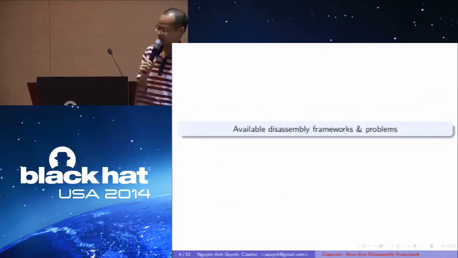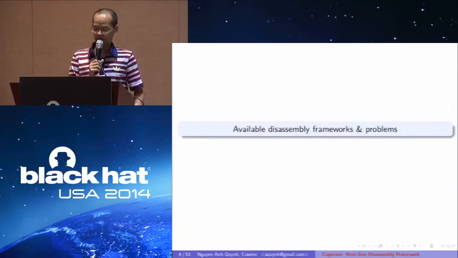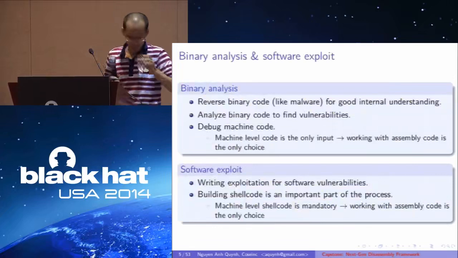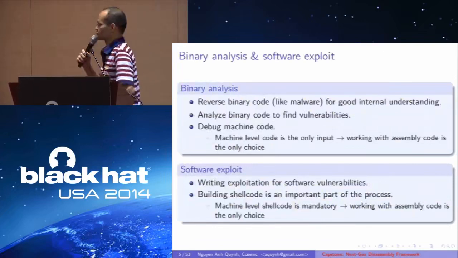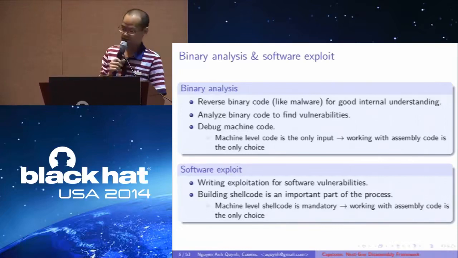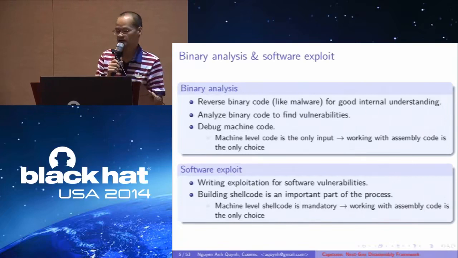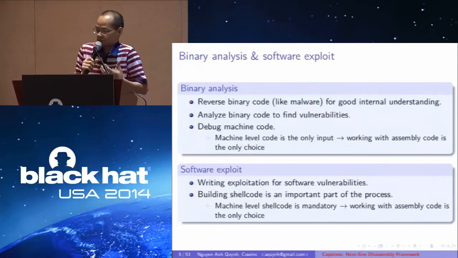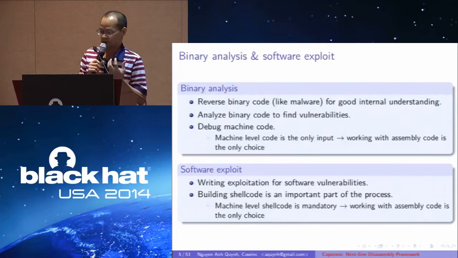Okay, the first part is I introduce all the available frameworks and their problems. Okay, we are looking at two major areas in computer security. First one is binary analysis. You can either reverse binary code to understand what it does inside. For example, you reverse a malware to understand how it works, to understand its internals. Or you can analyze the binary code to find vulnerabilities. Or you can debug some program.